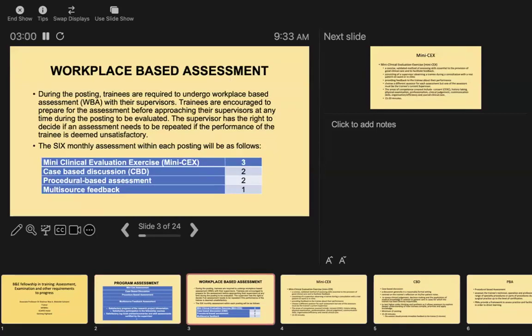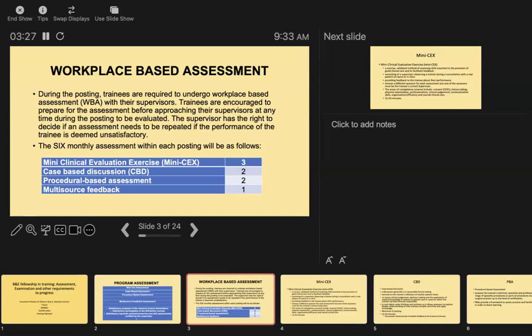So the work-based assessment is a 6 monthly assessment within each posting. So if you do a year at HKL, then you have to do 2 assessments, because this is 6 monthly. If you do it yearly, then it is quite late to detect problem students. Right? So you have to do 6 monthly.